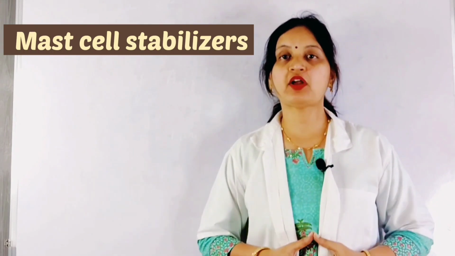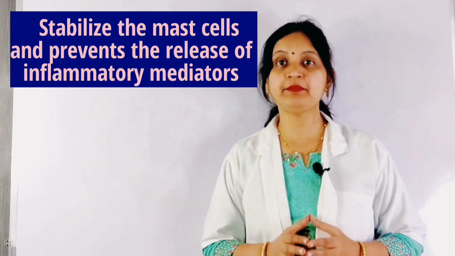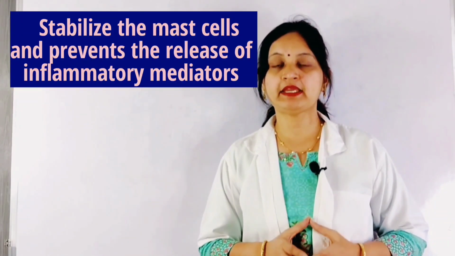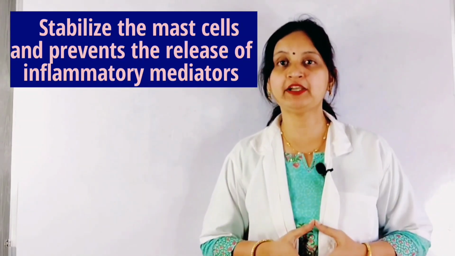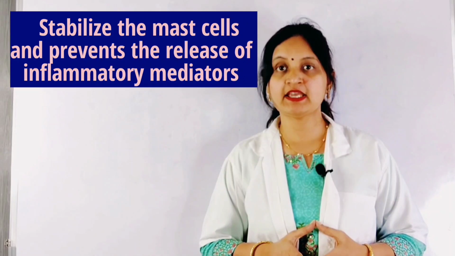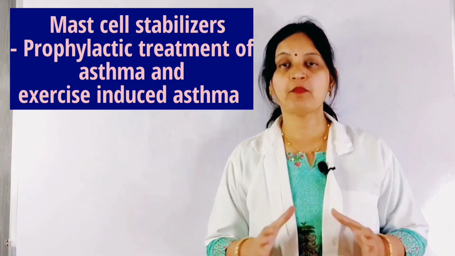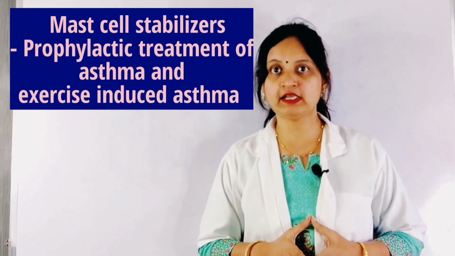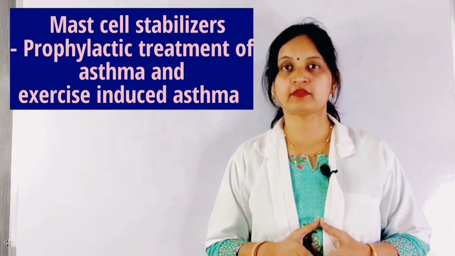The next class of drug is mast cell stabilizers. The mast cell stabilizers stabilize the mast cells and prevent the release of histamine and other inflammatory mediators. These reduce the inflammatory mediated changes in the airways and help in the management of bronchial asthma. So mast cell stabilizers can help in the prophylactic treatment of bronchial asthma and in exercise-induced asthma.